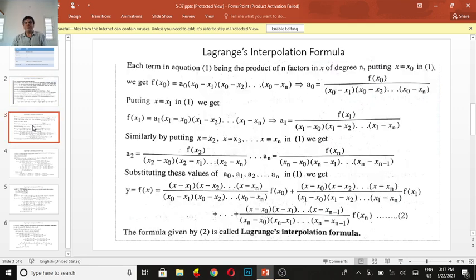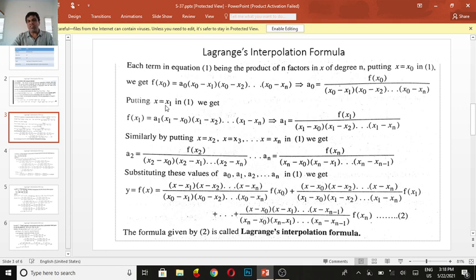Now each term in equation 1 is a product of n factors in x, so of degree n. So put x equal to x naught in 1. We get f of x naught equal to a naught of x naught minus x1, x naught minus x2, etc., x naught minus xn. We can find the coefficient a naught. So a naught is equal to f of x naught divided by x naught minus x1, x naught minus x2, etc., x naught minus xn.